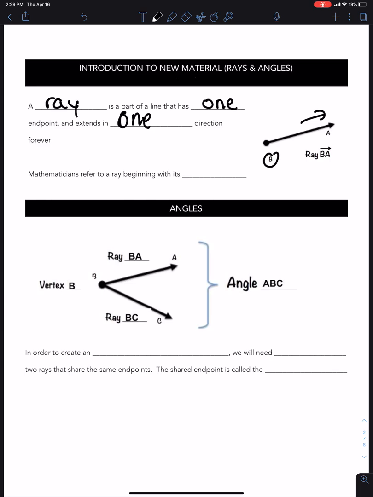Mathematicians refer to a ray beginning with its endpoint. Just some extra information you need to know: the way that we write a ray, you could just say ray BA, and we would say BA because it starts with the endpoint. The endpoint is B, so we say BA. We don't say AB because you wouldn't start with the end of the line. You start with the endpoint. Then the symbol for it would be BA with an arrow going in one direction, towards the other letter, starting at the endpoint. All right, so that's how we write rays.